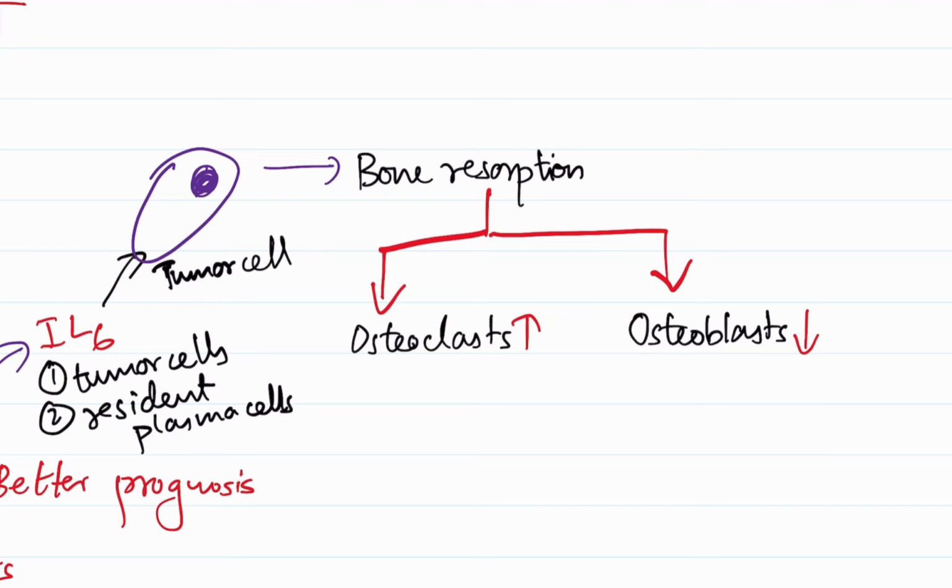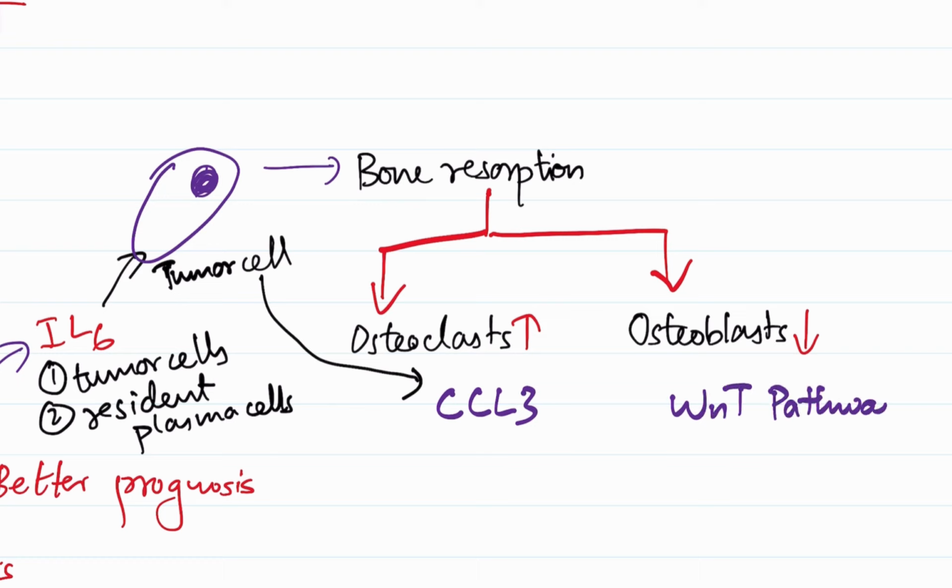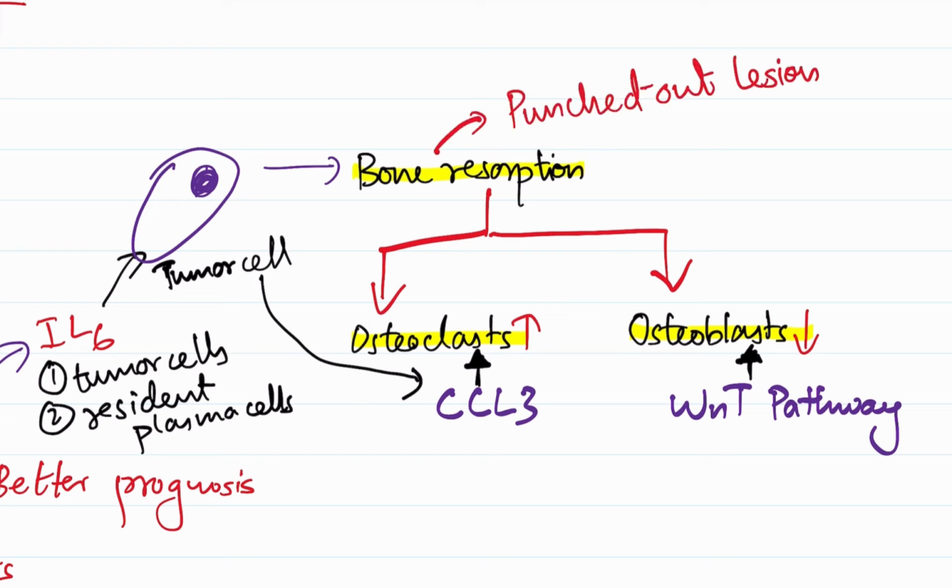What happens is that the tumor cells will secrete a chemokine called CCL3, and it will also activate the WNT pathway. So there will be modulation of the WNT pathway and the CCL3. The CCL3 will increase the osteoclastic activity, whereas the WNT pathway will decrease the osteoblastic function. So the osteoclastic activity is increased, osteoblastic activity is decreased, and there is net bone resorption. And this leads to the punched out lesions in multiple myeloma, giving rise to the characteristic punched out lesions on radiography. So that's about the pathogenesis.